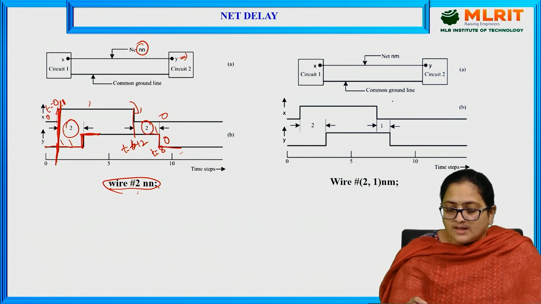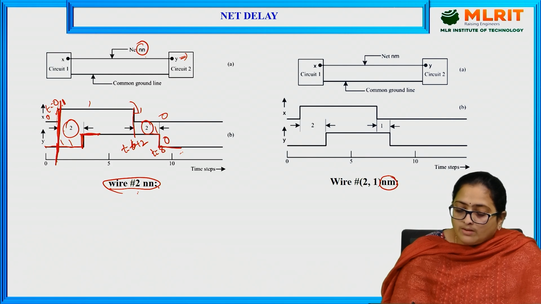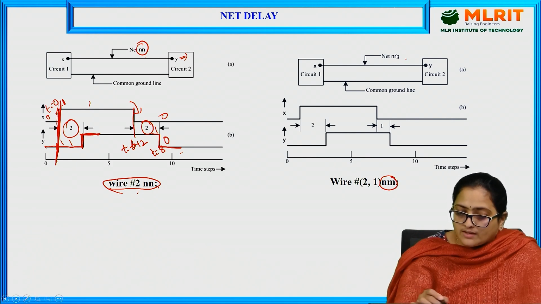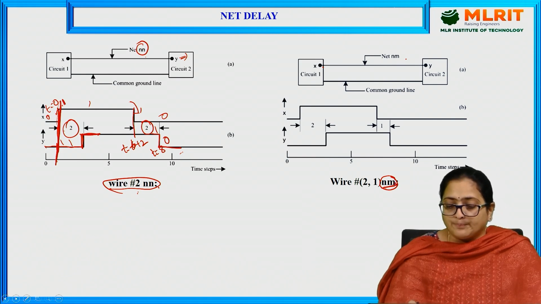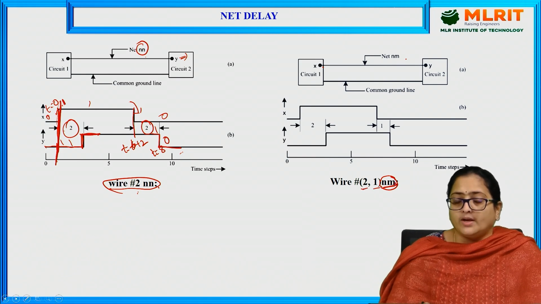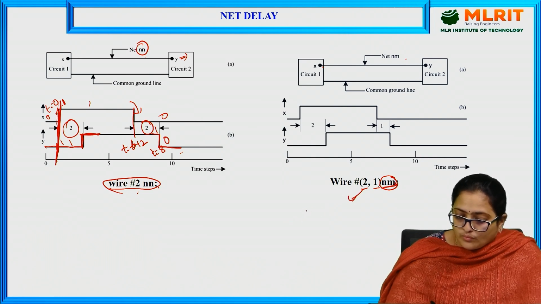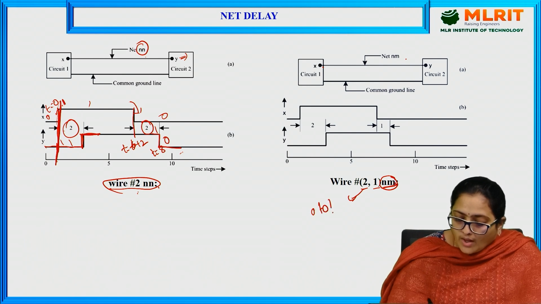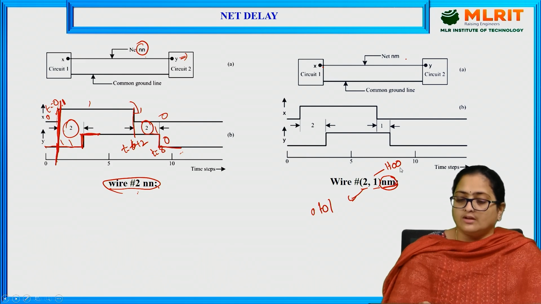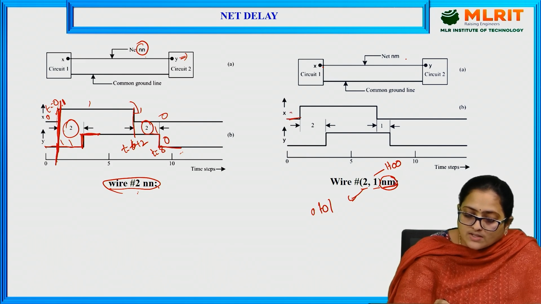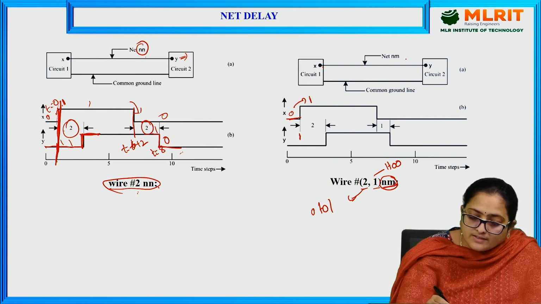Now, the other example here is wire #2, 1 NM. NM is a variable which has been assigned to this wire, to drive the output of circuit 1 to the input of circuit 2. I use a wire with the name NM, which has been given the delay of 2, 1. So, this 2 is the delay for a positive transition, when it is moving from 0 to 1, and this 1 is the delay when it is moving from 1 to 0, which is a negative transition. So, here at circuit 1, initially it starts with 0, and let us assume at time t equals 1, the transition occurs from 0 to 1.